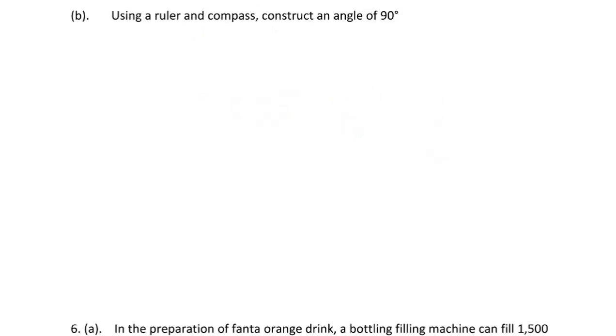So part B, using a ruler and a compass, construct an angle of 90 degrees. This is the geometry problem. Let us proceed constructing as instructed. First we start by drawing the horizontal line with the center O. Next we fix our divider and mark points M and N. And then we draw the curved lines that intersect at Q.